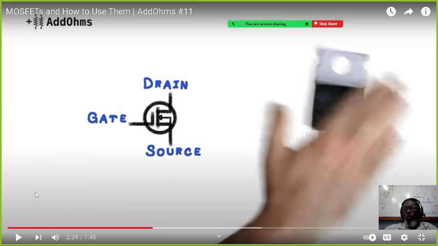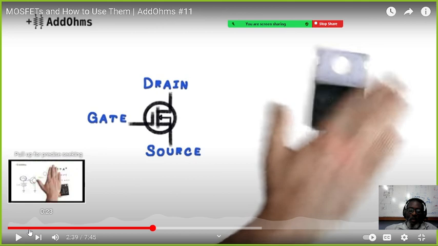Alright. So with the FET and the BJT, which one can handle more current? The BJT can handle more. No, the FET can handle more. So the current can flow through the barrier.